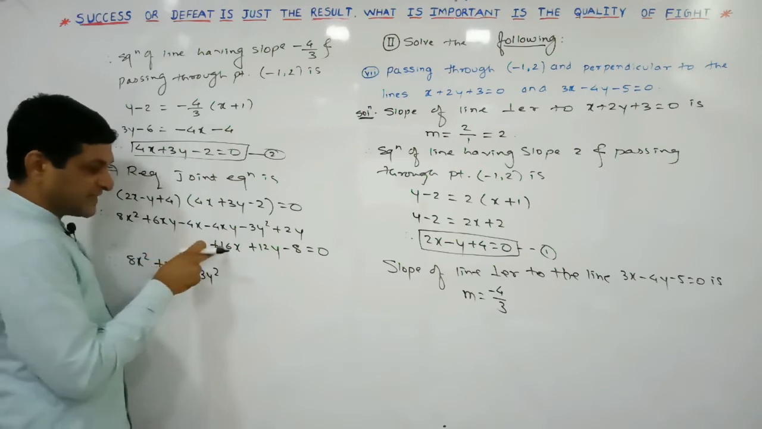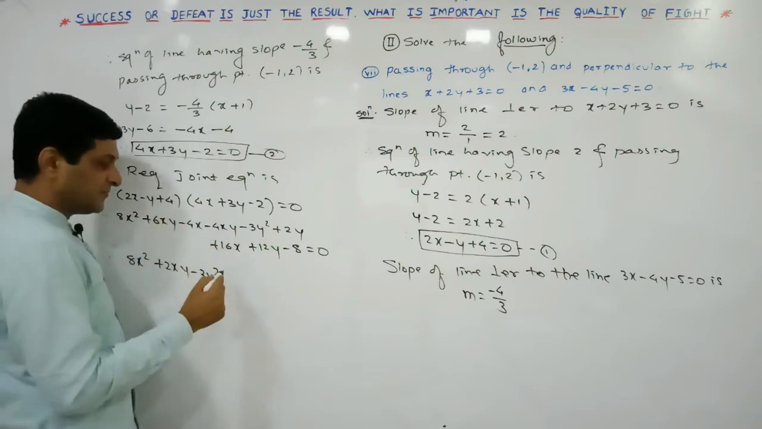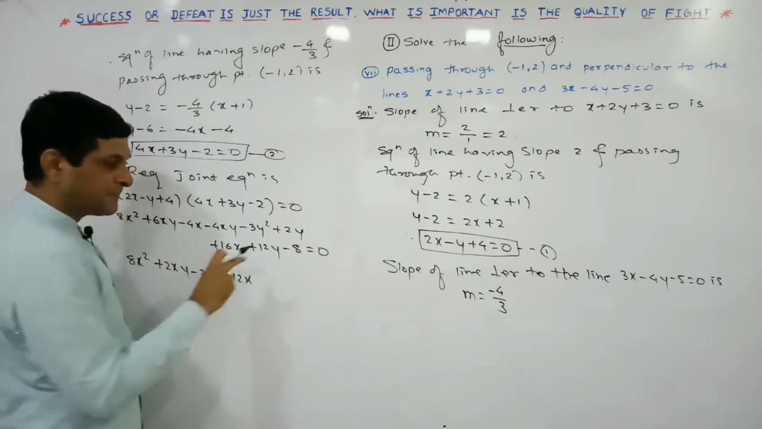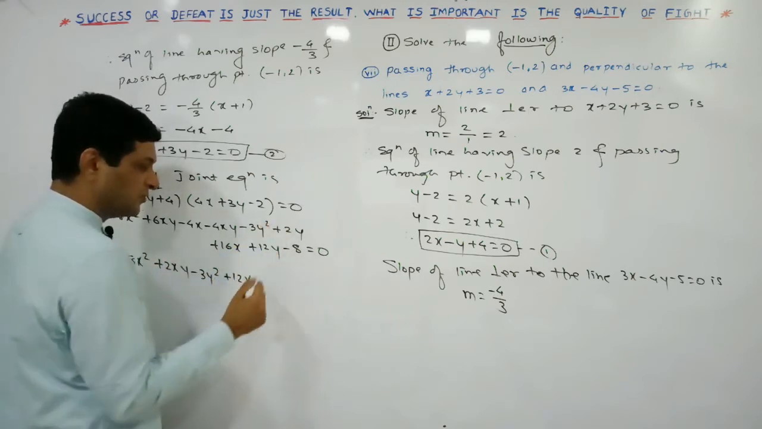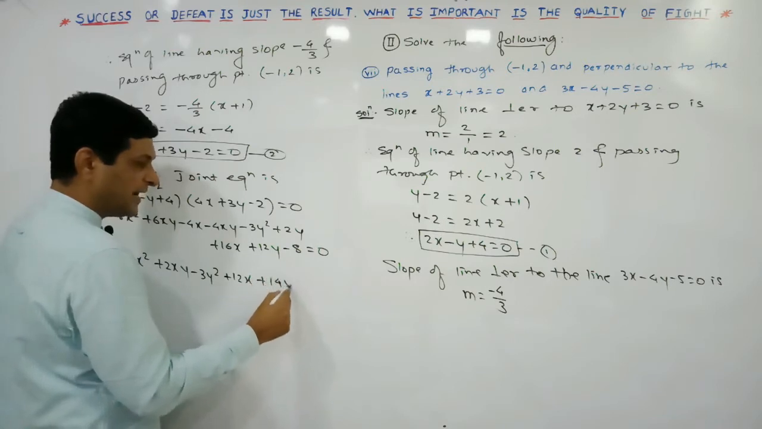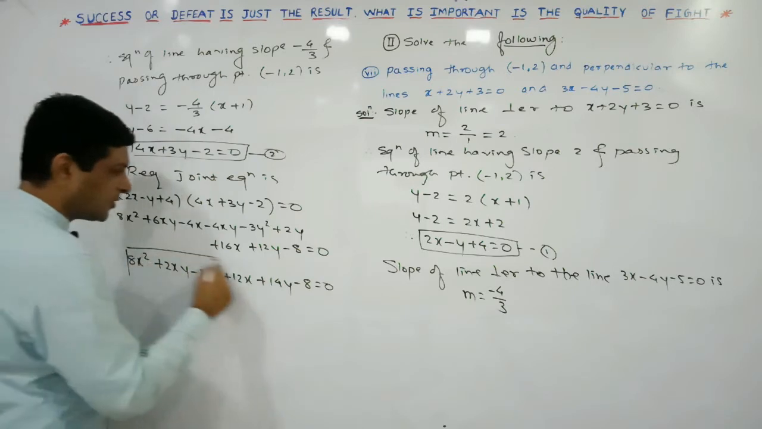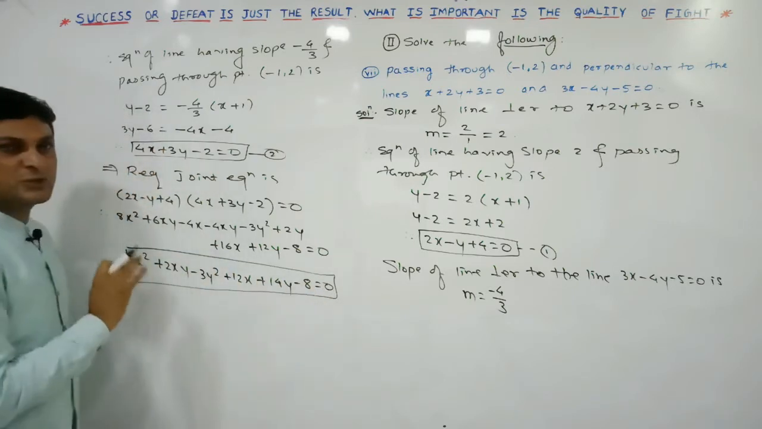Then collect the terms of x. 16x minus 4x will be equal to plus 12x. Then collect the terms of y, that is 12 plus 2 will be equal to 14y, and lastly write down the constant term, minus 8, is equal to 0. In this way we have got our required joint equation.